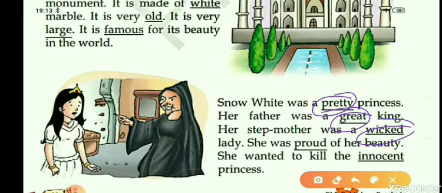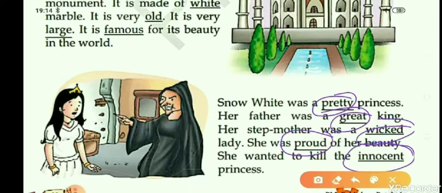The lady was wicked. Then she was proud of her beauty. Here the word proud is also a describing word. Then she wanted to kill the innocent princess. The word innocent is also a describing word. It is describing the princess.